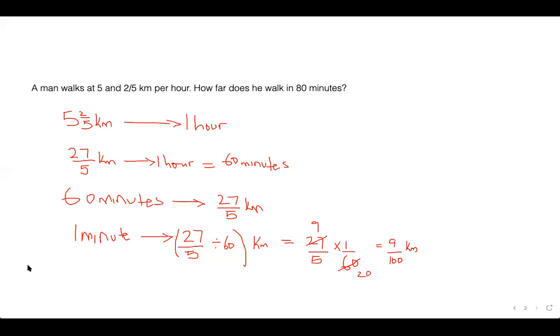Okay. So if you know what 1 minute is representing, then it's easier to find what 80 minutes are going to represent. So if 1 minute is represented by 9 out of 100, okay? So 80 minutes are going to be represented by 9 out of 100 times 80. It's going to be 80 times what each minute is representing.